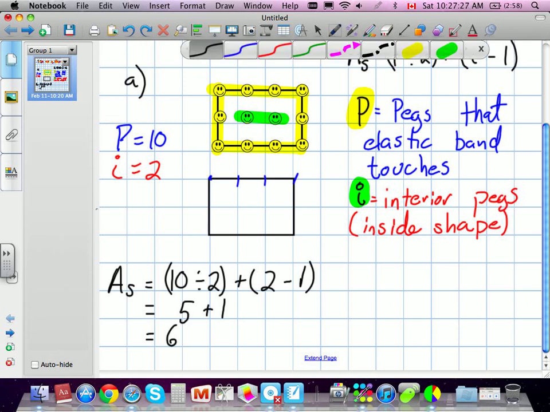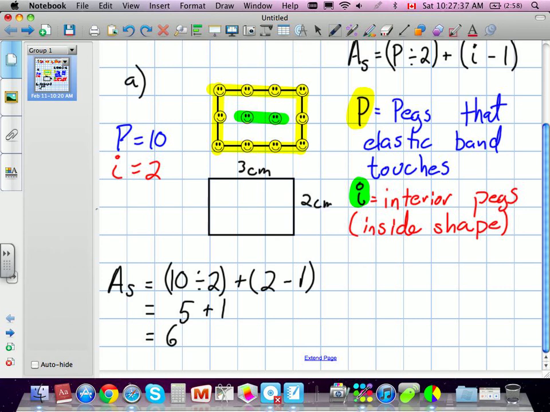If each is 1 centimeter, how long is the side? 3 centimeters. Good. And how tall is it then? 2 centimeters. Okay, and how do I find the area of a rectangle? You multiply base times height. Good. What is the base of this object? 5 centimeters. And the height? 2 centimeters. So we're going to multiply them, and get 6 centimeters squared.